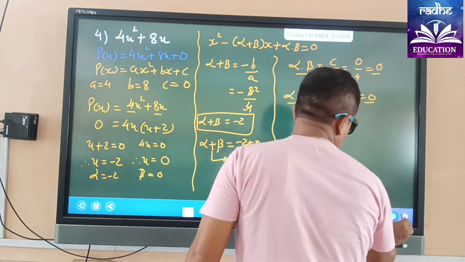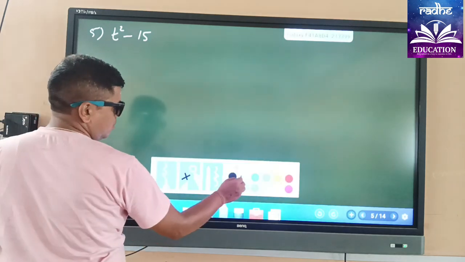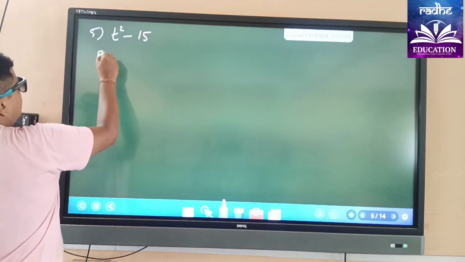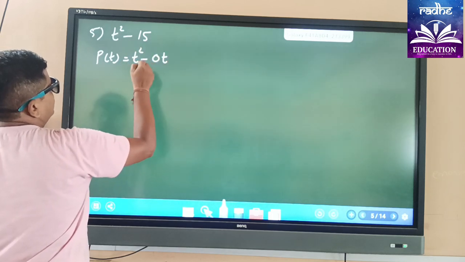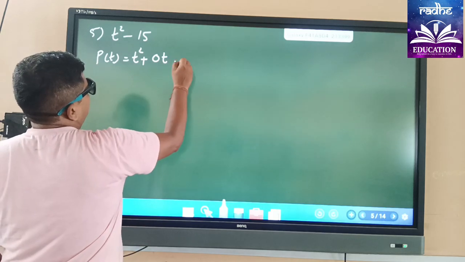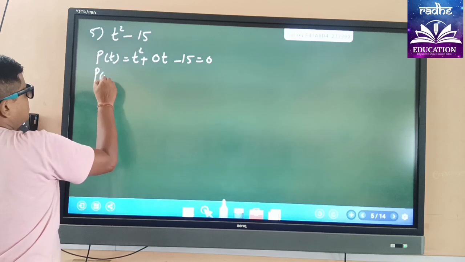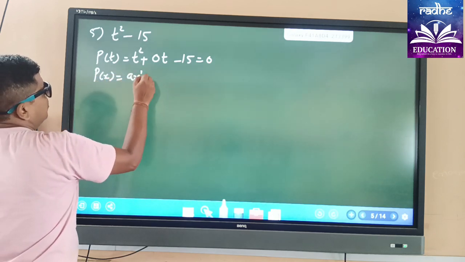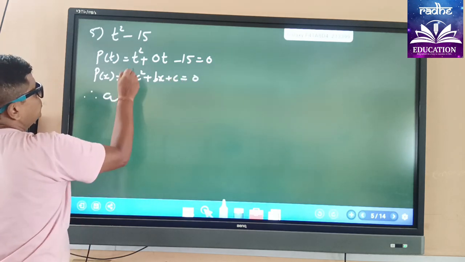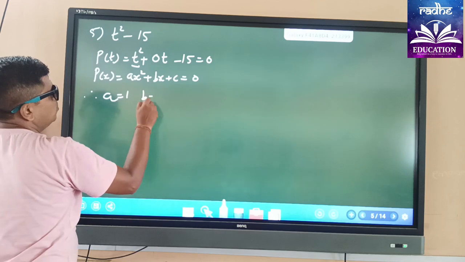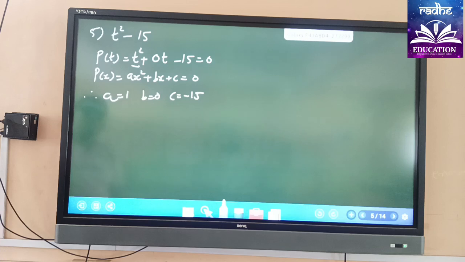Okay, now we will go on to another sum, that is t square minus 15. First we will write it in the standard form, that is p(t) equals t square minus 0t, nothing is given so we write 0t, minus 15 equals 0. Now we compare it with the standard form, p(x) equals ax square plus bx plus c equals 0. Therefore we get a equals 1, b equals 0 and c equals minus 15. Correct here?